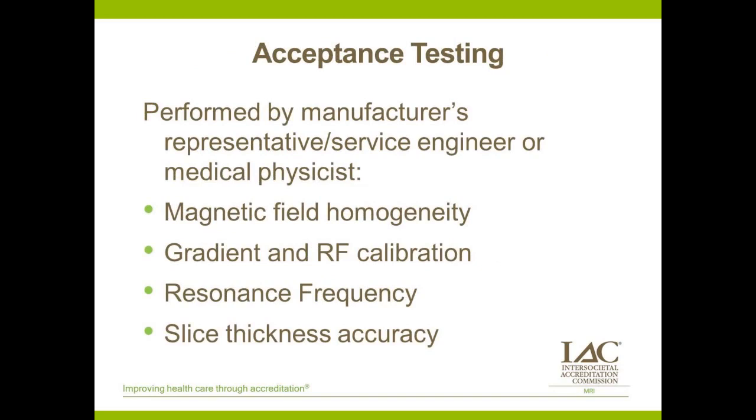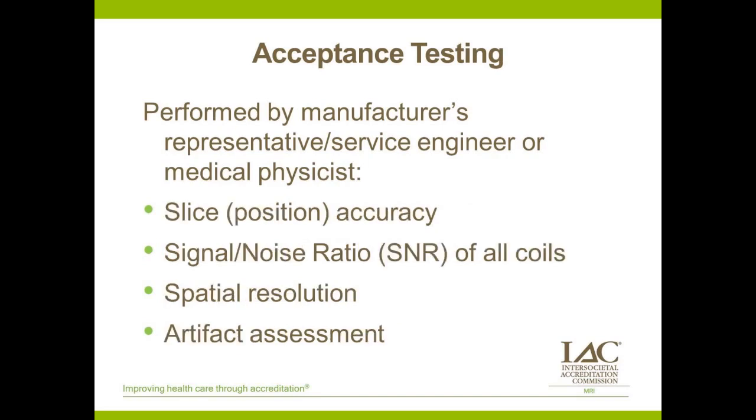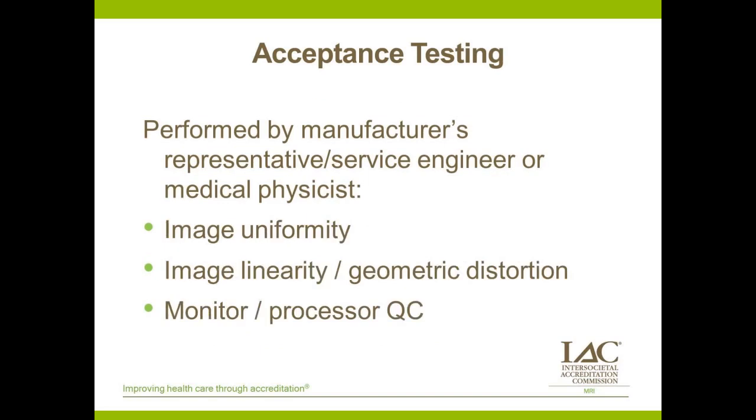This would include a number of tests, which are more in-depth and more lengthy than what you would see for routine QC. So the tests that are listed in the standards are magnetic field homogeneity, gradient and RF calibration, resonance frequency, slice thickness accuracy, slice position accuracy or slice accuracy, signal to noise ratio for all of the coils on the system, spatial resolution, artifact assessment, image uniformity, image linearity or geometric distortion, and monitor and processor QC.